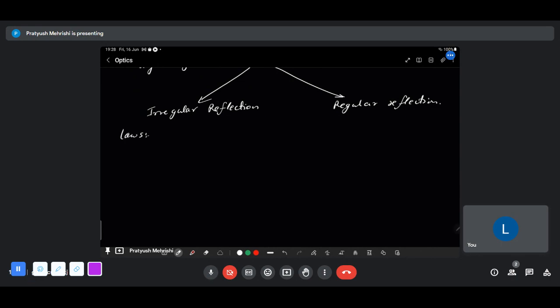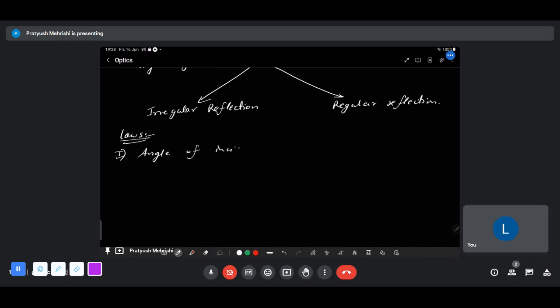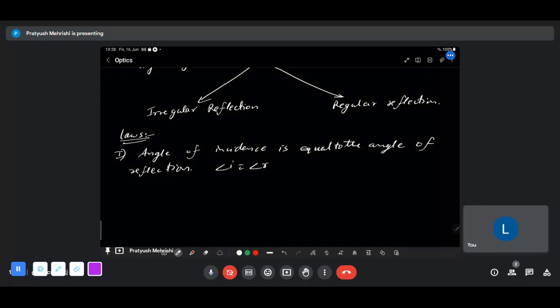What are the laws of reflection? You might be knowing them already. First law of reflection is angle of incidence is equal to the angle of reflection. Okay, it means what? Angle I equals to angle R. Second law of reflection is incident ray, the reflected ray, and the normal at the point of incidence all lie in same plane.